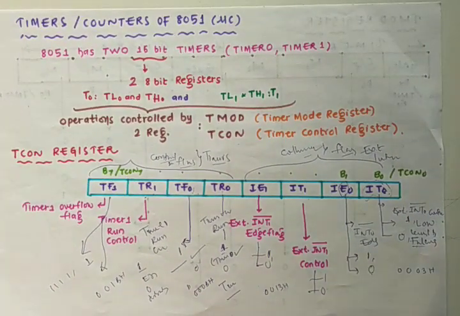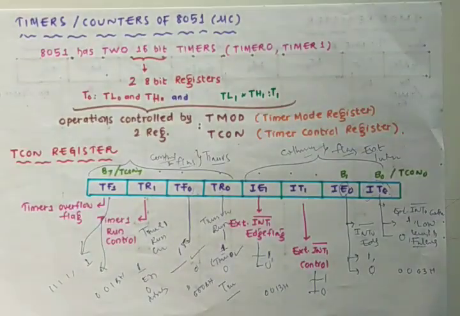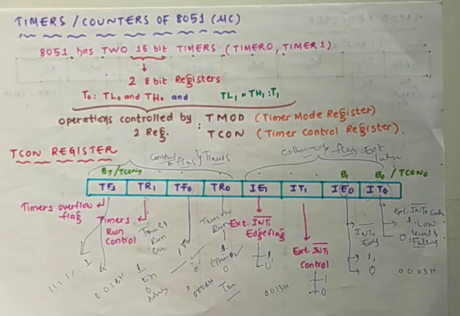TCON stands for what? Timer control register. So here the 8051 has two timers, sometimes we can call them counters also. The operation of these timers and counters can be controlled by two registers, that is TCON and TMOD. TCON is nothing but the timer control register, an 8-bit register, and TMOD is the timer mode register, which is going to specify the mode of operation of both the timers.